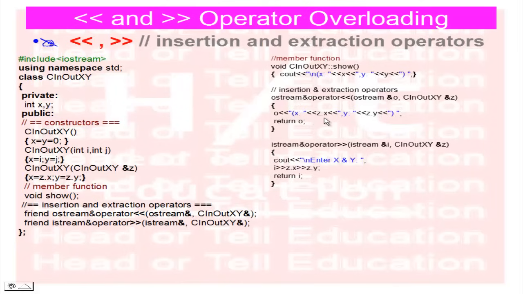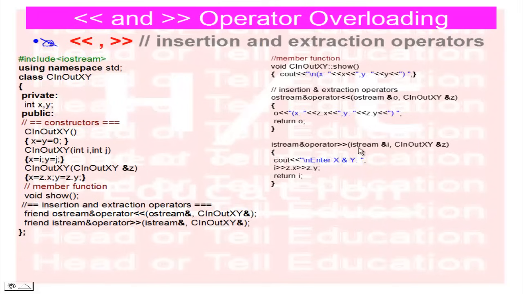So o x colon z dot x, comma, y colon z dot y. This is for output. Now for cin, the extraction operator, this is our custom input operator for my class. The return type is istream reference, operator.